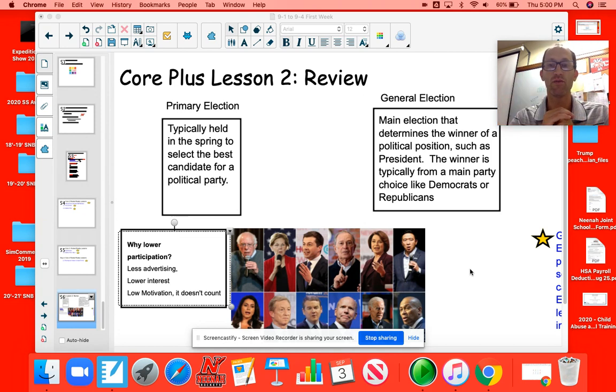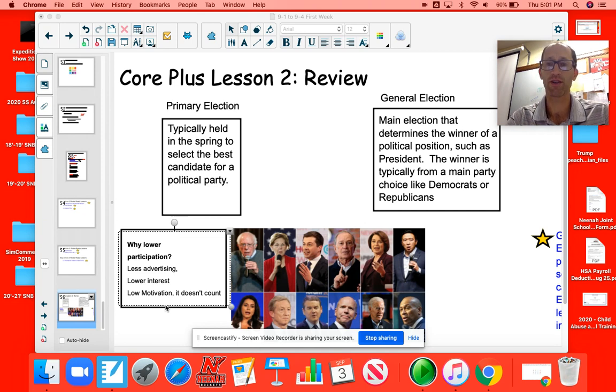Now, we probably remember about 28% of people that were eligible participated in the primary election. This is mainly because of lower interest and lower motivation. People think that it doesn't count. It does count. It counts to put that one person on the ticket in November for the presidential election. There's also far less advertising. So people aren't seeing things to encourage them to go out and vote as often, and they're not being bombarded by Twitter and internet ads and newspaper ads, even TV ads, to encourage them to vote like they are in the November presidential election.